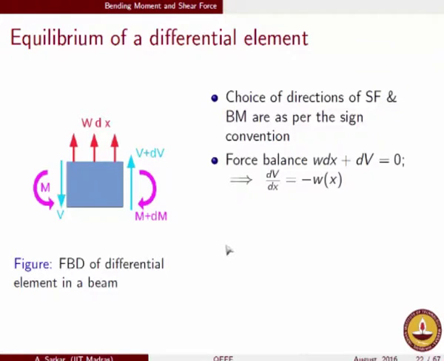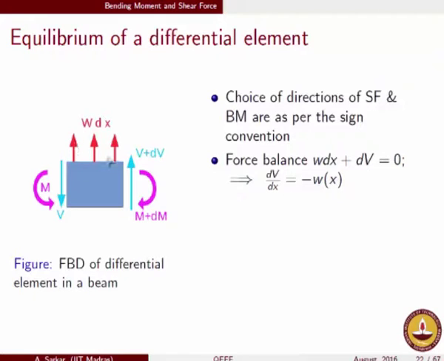The easy thing now to do is the force balance. The force balance gives us W dx as the upward force, V plus dV as the upward force, but there is a V on the left face which is the downward force. So the total upward force is W dx plus dV, because the V gets cancelled between the left face and the right face, and you are left with a dV. What is dV? dV is the differential change in the shear force as you go a differential length along the axis of the beam. So W dx plus dV equals 0. This in turn implies dV by dx is minus W(x).